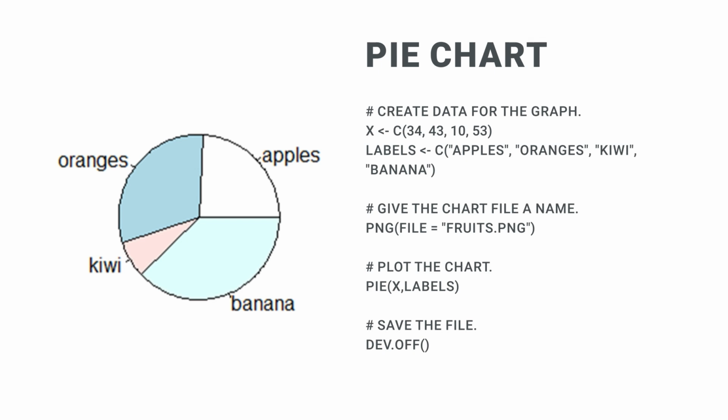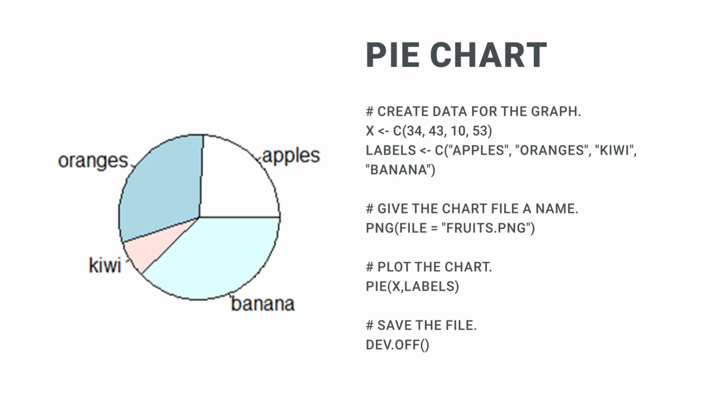They are not percentages, just simple values, and they are assigned labels like 34 apples, 43 oranges, 10 kiwis, 53 bananas. And what you are doing is naming the file as PNG. If you want to save the chart file that you generate in PNG format, you can simply write png and then the name of the file, like fruits.png, so it will be generated, and then you start plotting the chart.